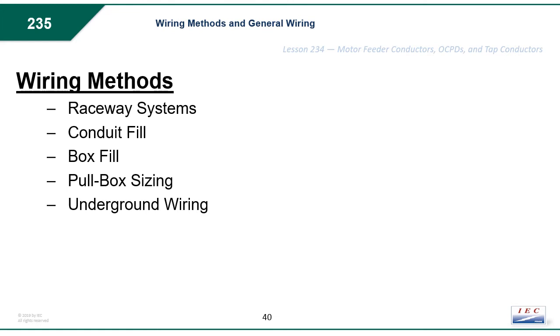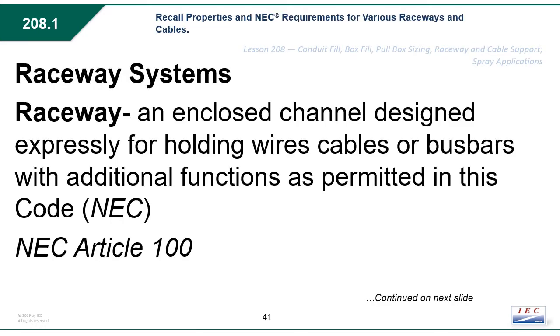Wiring methods. Raceway systems, conduit fill, box fill, pull box sizing, underground wiring. You're going to see questions regarding all of these on the exam. Let's look at raceway systems first. A raceway is an enclosed channel designed expressly for holding wires, cables, or bus bars with additional functions as permitted in this code. This is the definition right out of Article 100 in the NEC for a raceway.